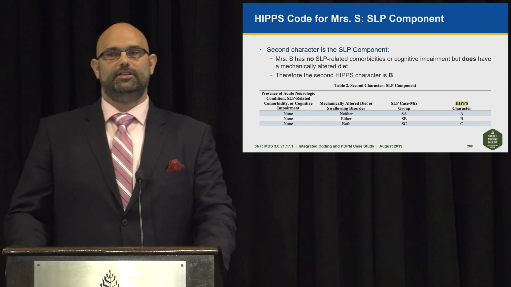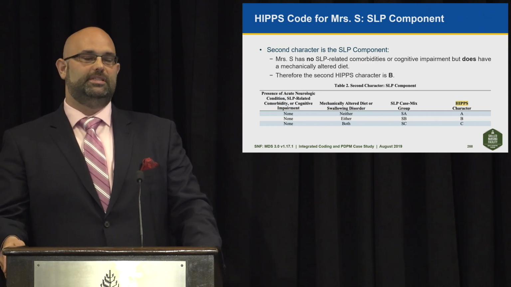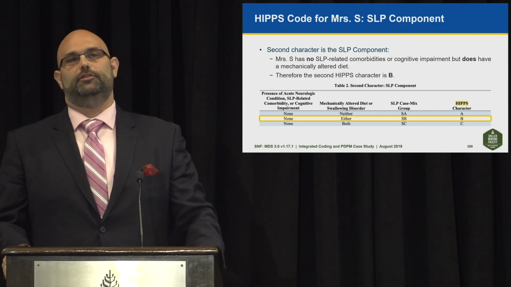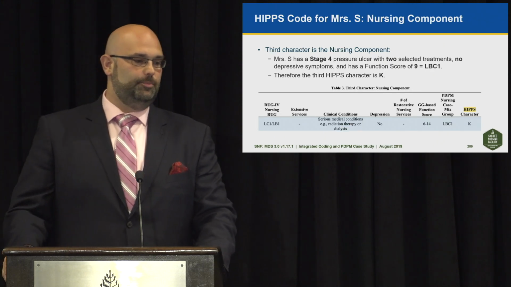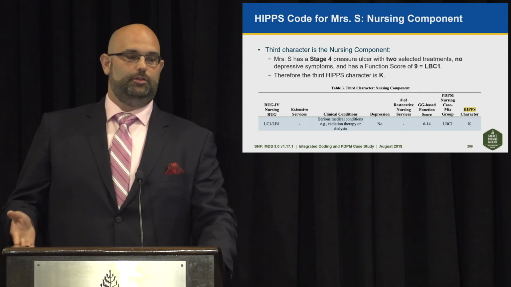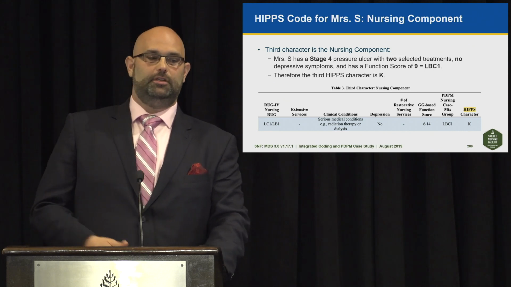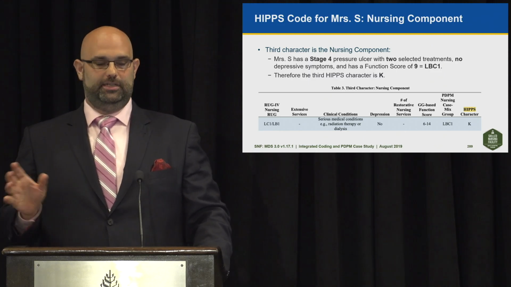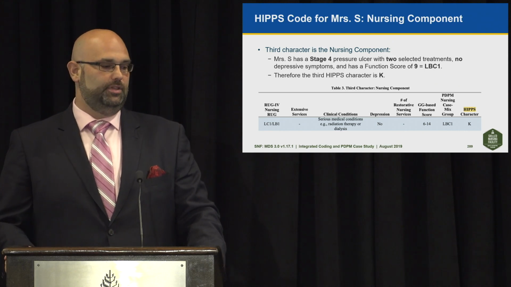The second character is the SLP component. Based on all the various criteria, Mrs. S qualified for group SB. Again, carve off the first letter. The character for the HIPS code is a B. Nursing component, again, special care low and function score of 9 with no symptoms of depression, qualified for group LBC1. This is where you actually do have to look at the mapping to see how it translates over. Here, LBC1 translates to a K for the character within the HIPS code.